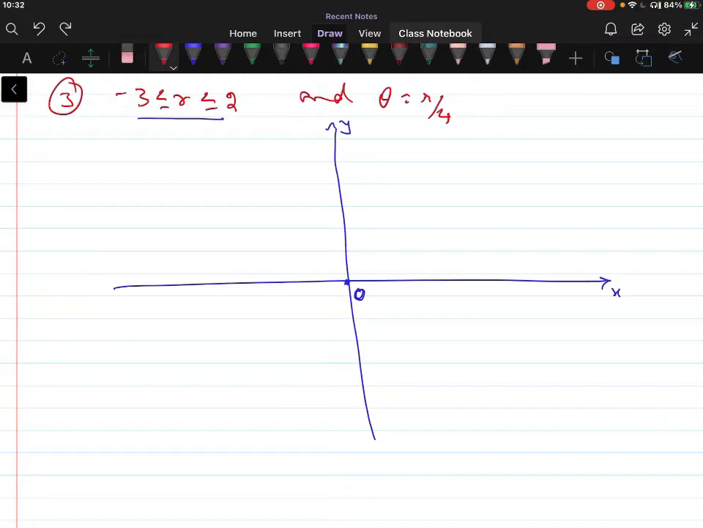So let us consider the xy plane here. Let us fix the origin, that is O, and draw the initial ray from the origin. So this is the initial ray.